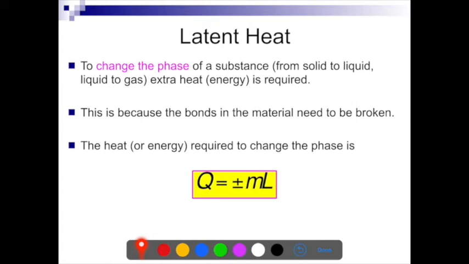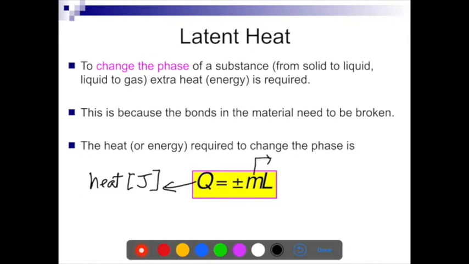Q is equal to plus minus ml. So what does this plus minus mean in front of ml? Let me define the variables first. Q is as what we've seen before. This is the heat needed to allow the material to undergo phase change. And again, it's measured in units of joules.